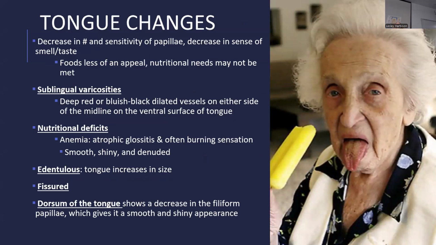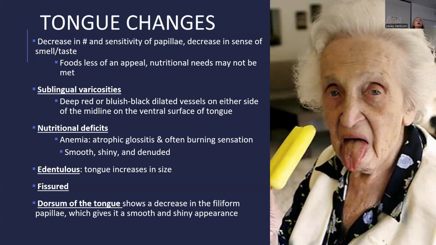Tongue changes, those sublingual varicosities, so the big, purply blue, that's just all the veinage underneath the tongue, gets more pronounced. If they have any kind of nutritional deficiencies, anemia, they can have that atrophic glossitis, the burning sensation, their tongue can get depapillated. No, I think I just made that up. Anyways, they can lose papilla and have a shiny, smooth appearance. Denuded, that's a good word. We'll use that one. Edentulous.